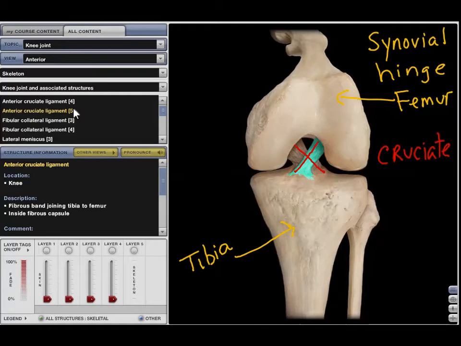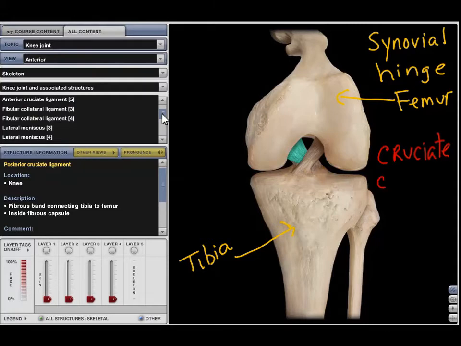The anterior cruciate ligament, or the ACL, which I've highlighted here, runs from the posterior femur to the anterior tibia, and vice versa for the posterior cruciate ligament, which is now highlighted. The cruciate ligaments limit anterior and posterior movement of the femur on the tibia.